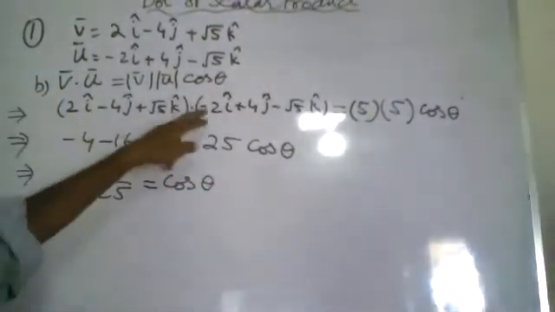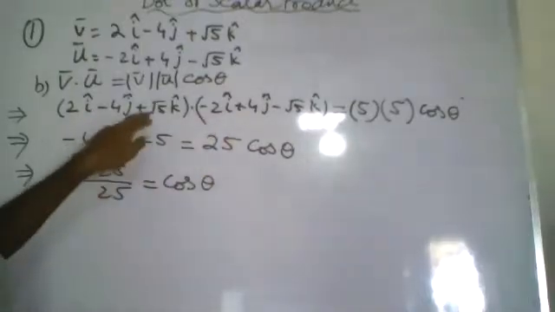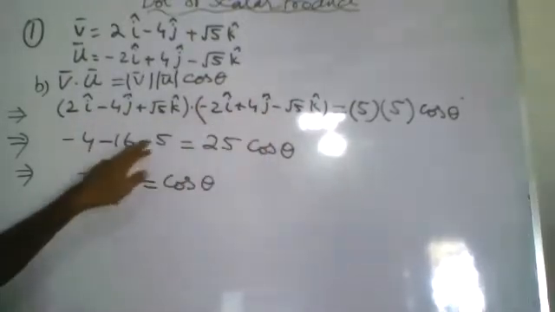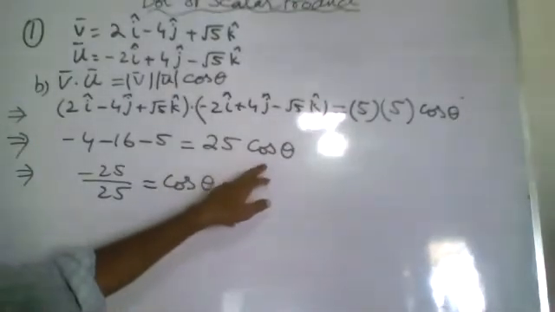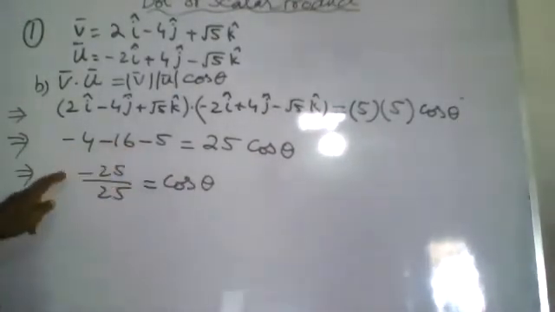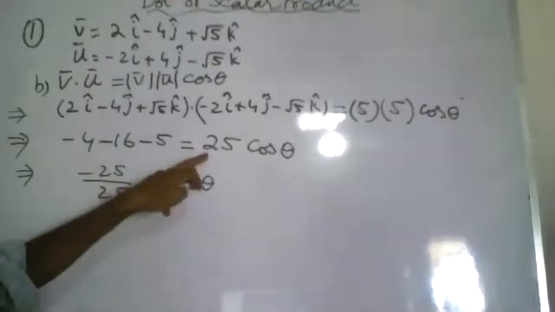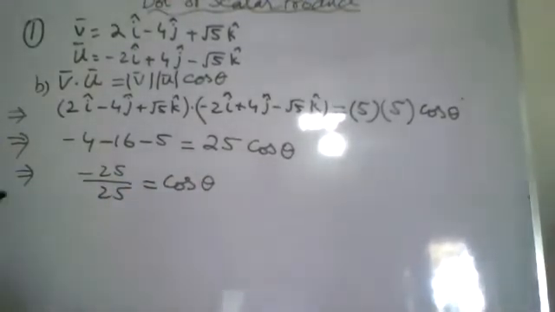So 2 into minus 2 will be minus 4, 4 into minus 4 is minus 16, root 5 into minus root 5 will be minus 5, equal to 5 into 5, 25 cos theta. Now this is minus 4 minus 16 minus 5, which is minus 25, divided by this 25, it will become cos theta. So cos theta is equal to minus 1.